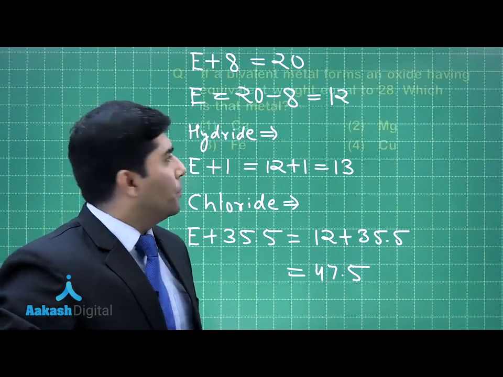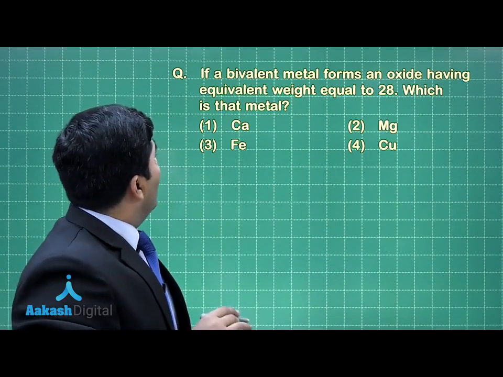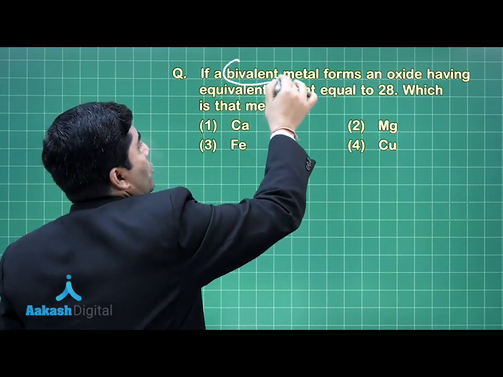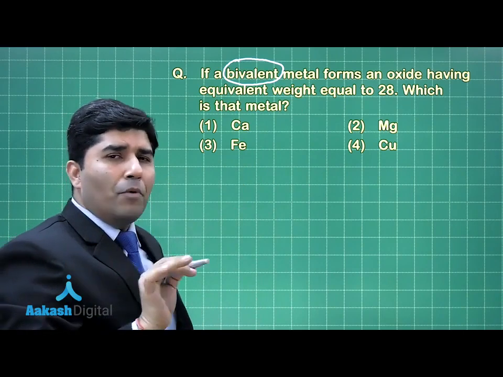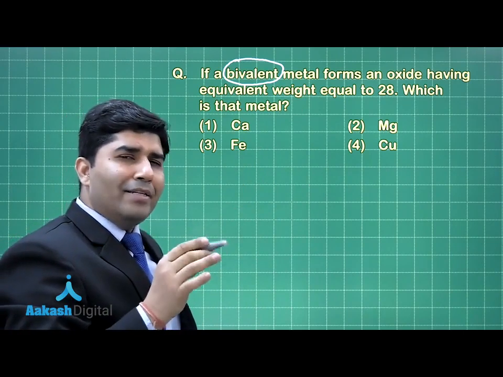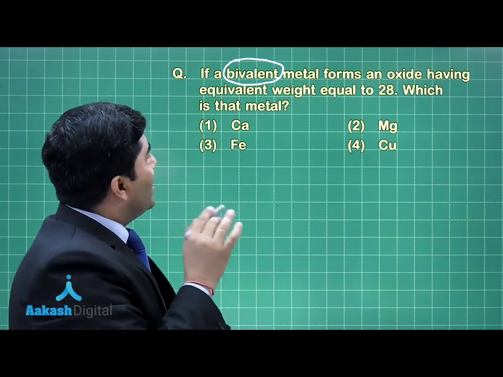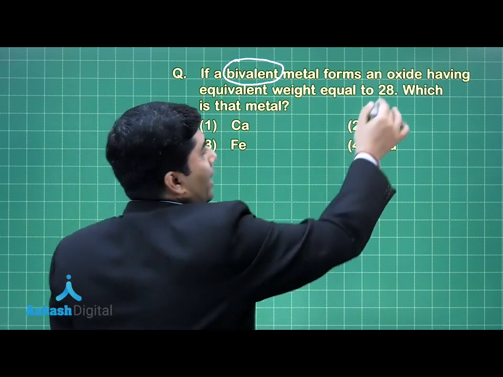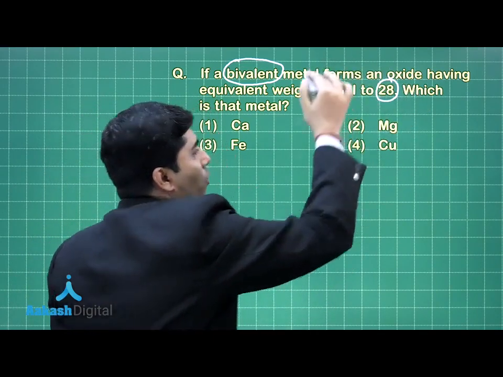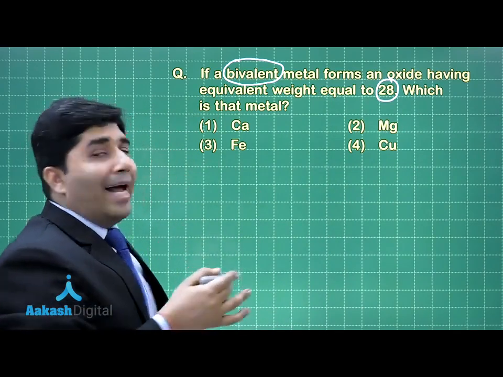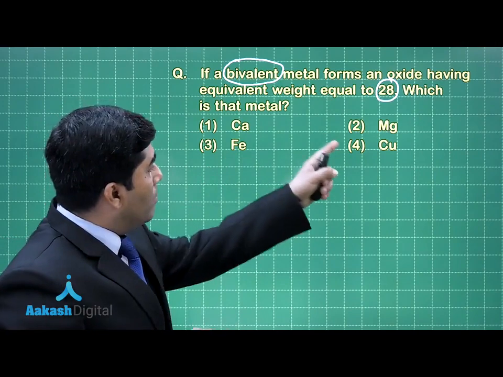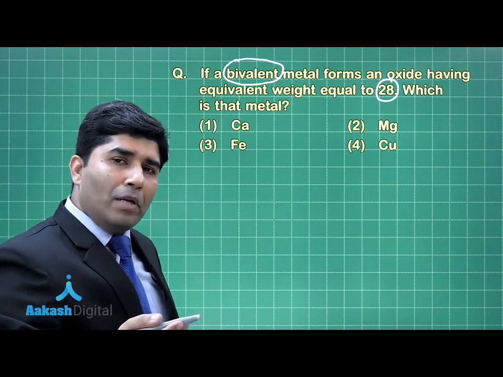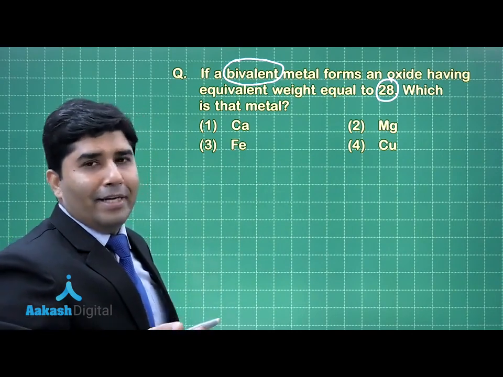Let's solve another question. Now this question is asking, if a bivalent metal, again bivalent means the valency is 2. We have to search for these types of keywords and you can solve each and every question of equivalent weight. So it is a bivalent metal, valency is 2, and it forms an oxide having equivalent weight equal to 28. Which is that metal? It can be calcium, magnesium, iron or copper. We have to find out the molar mass, and if we find out the molar mass, we can tell which metal it is.